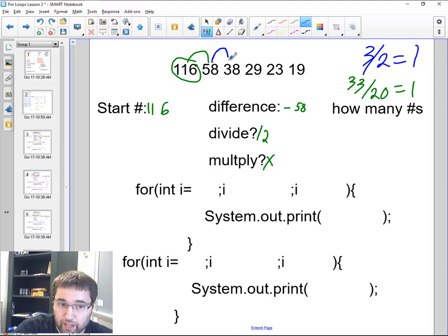How do we get from 58 to 38? We subtract 20, and we can't really divide. Does everyone see that? And we can't multiply. How do we get from 38 to 29? Well, we subtract 9, and we can't really do those.